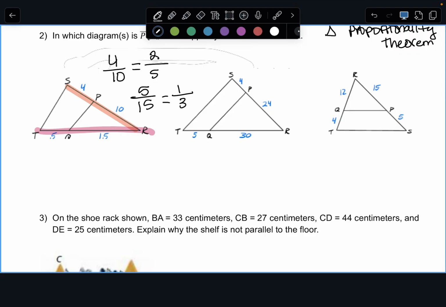Are they equal? No, they're not equal. So therefore, my lines are not parallel. So our answer is just no. The lines are not parallel.